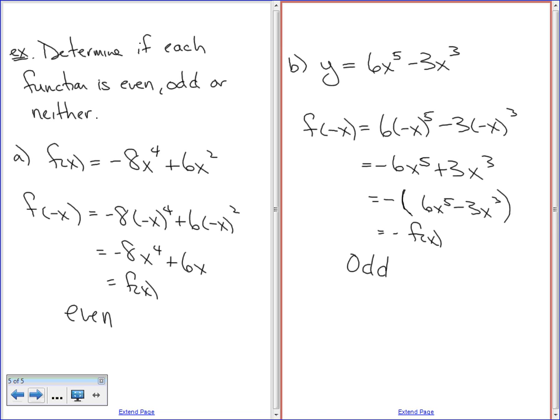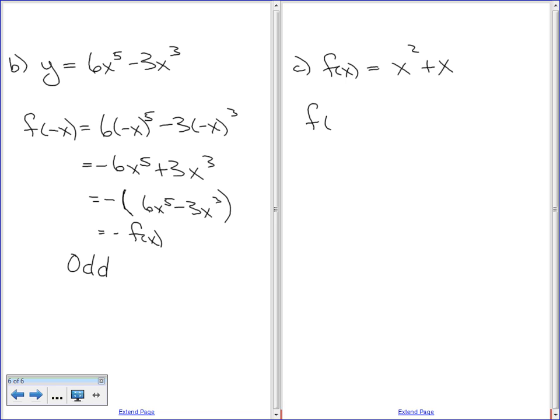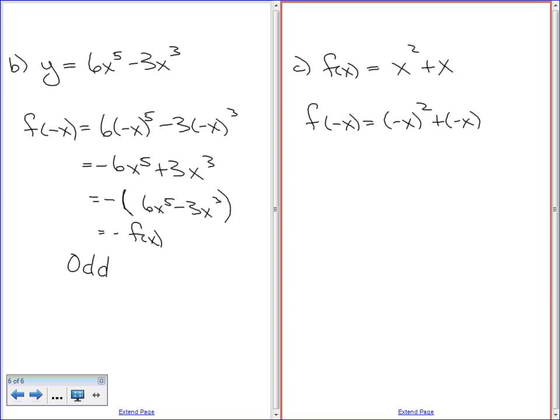Any questions so far? And I'll just do an example of when it doesn't work out. So if I have something like that, always start by substituting the negative x into the function, simplifying. It doesn't match the original function. If it doesn't match the original function, it's not even. Try factoring out a negative. After you factor out the negative, it still doesn't match anything, so then it's neither.